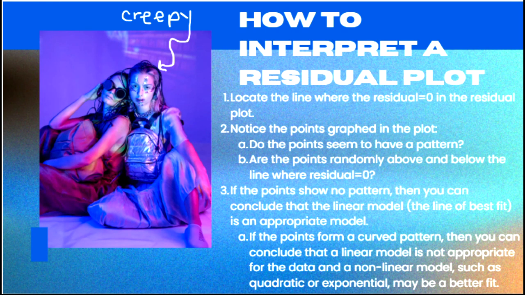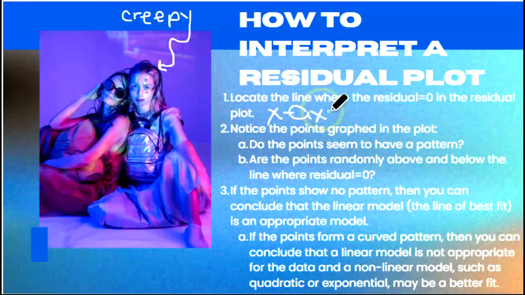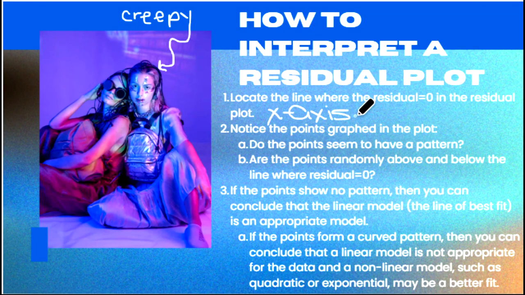Okay, let's talk about how to interpret a residual plot. First, you locate the line where the residual equals 0 in the residual plot. It does not tell you this until much later in the lesson, which is stupid, but this is the x-axis. Okay, it's that simple. They assume you know this, but they don't tell you until later in the lesson. So find the x-axis. Notice the points graphed in the plot.